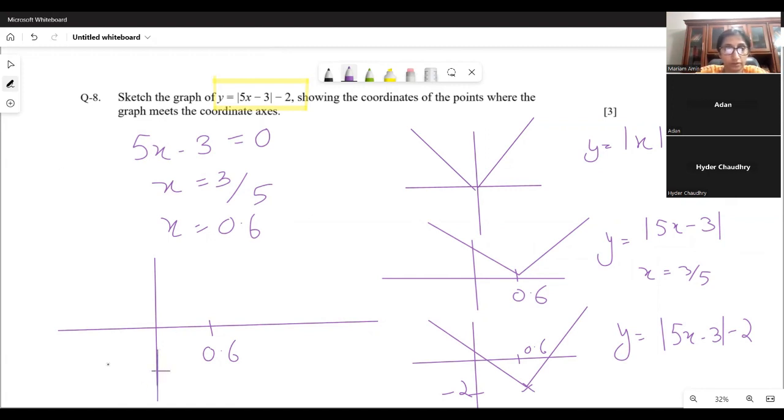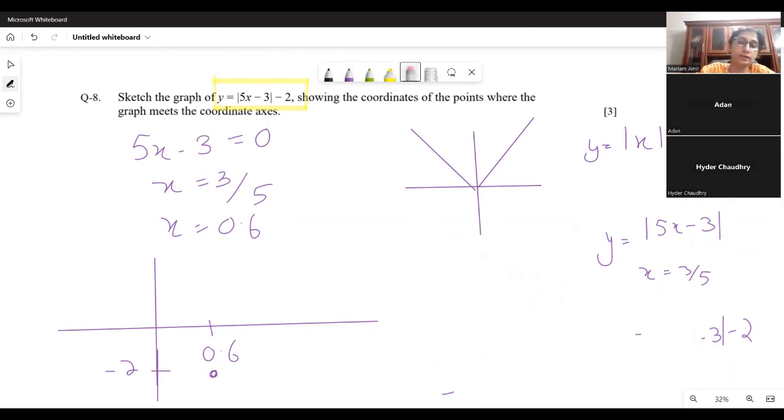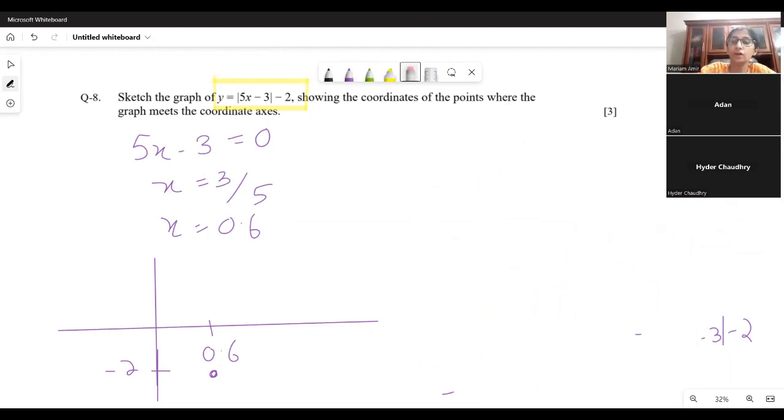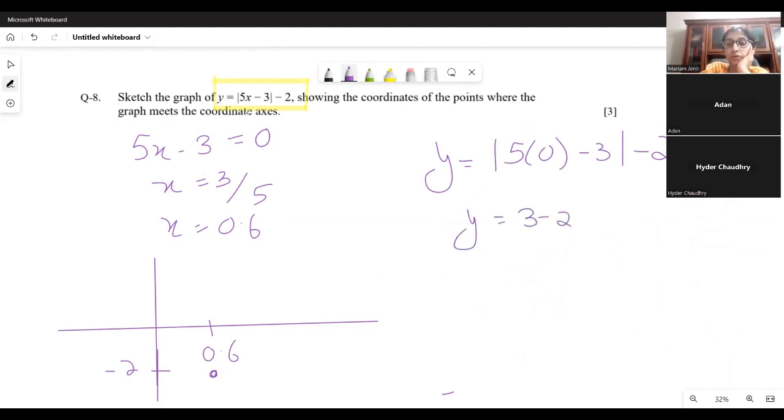Yes, ma'am. Okay, so here we got minus 2. Now I have to take care of the intercepts. In some questions it says show the coordinates of the points where the graph meets the coordinate axes. So you have to indicate the x-intercept and the y-intercept. Let's find the y-intercept first. For the y-intercept, you have to substitute x equals 0. So y equals modulus 5 times 0 minus 3, minus 2. y equals 3 minus 2, which is equal to 1.